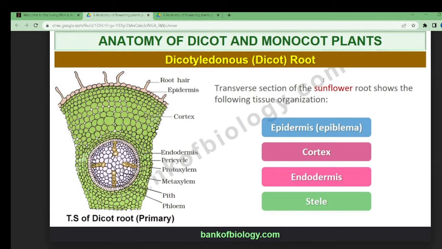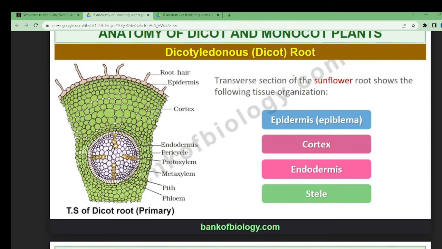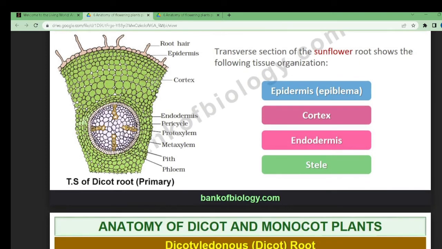So, dicotyledonous root. First we'll see the root. Inside the root, what is there? When you see the TS, transverse section of the root, you will find that this part is nothing but the epidermis, the outer part, the skin-colored part, with root hair. In between, the cortex is there, and in the cortex parenchyma, collenchyma and sclerenchyma cells are present. And in the center, xylem and phloem are present.